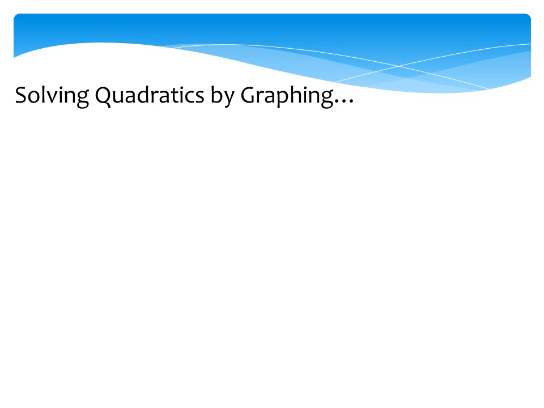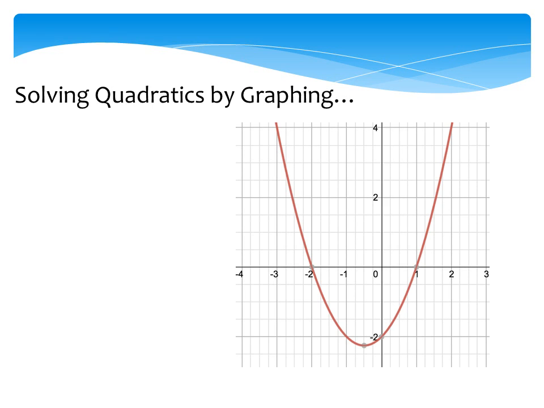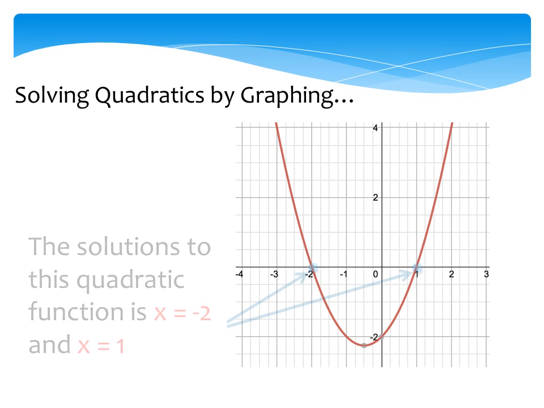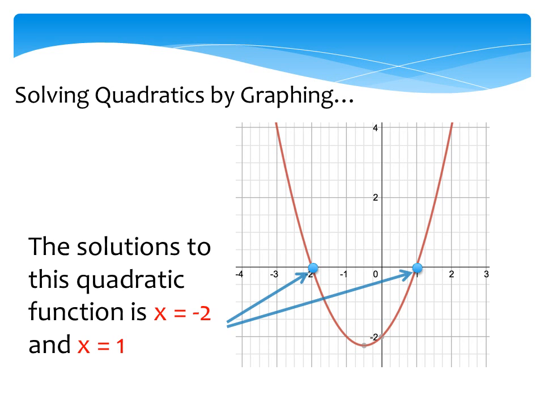So, when we have a quadratic, remember it's a U-shaped graph. In this case, we have our parabola, and notice it hits twice. It hits at negative 2 and 1 along the x-axis. These are our solutions. These are our roots. These are our zeros, we say, of a quadratic function. So we say x equals negative 2 and x equals 1 are our solutions to this function.